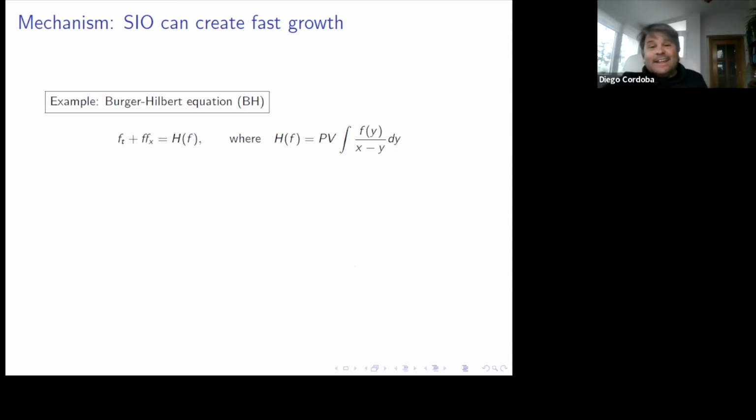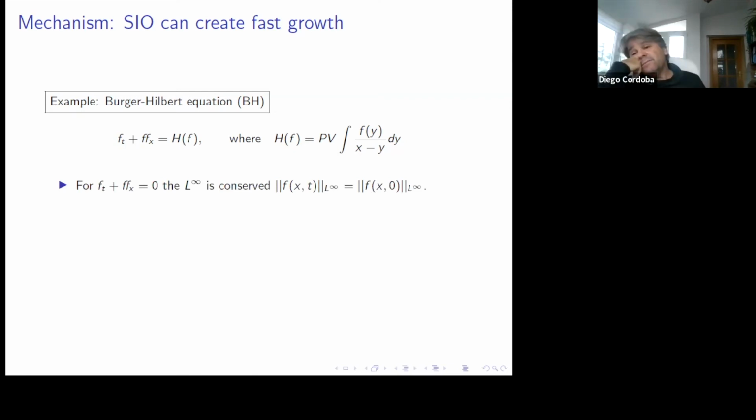But this is not as easy as it sounds, because the nonlinear term can kill the growth. Let's add to this baby model a nonlinear term, a Burgers type. Okay? So we have this equation. This is known as the Burgers-Hilbert equation. If the Hilbert transform is not there, then the L infinity norm of f is preserved. Nothing happens.